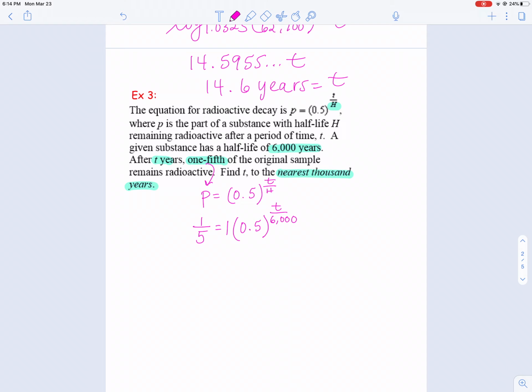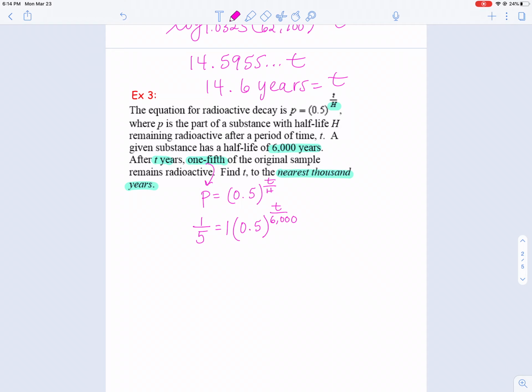Okay, if after t years, 1/5 of the original sample. So I think you're just going to assume that if you're putting in your one radioactive decay, one piece of the substance, and it gets to 1/5, those are just like the easiest numbers to use. 1 and 1/5 of 1, which would be 1/5.